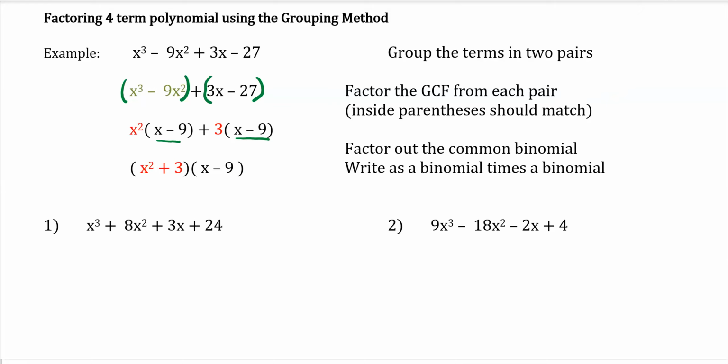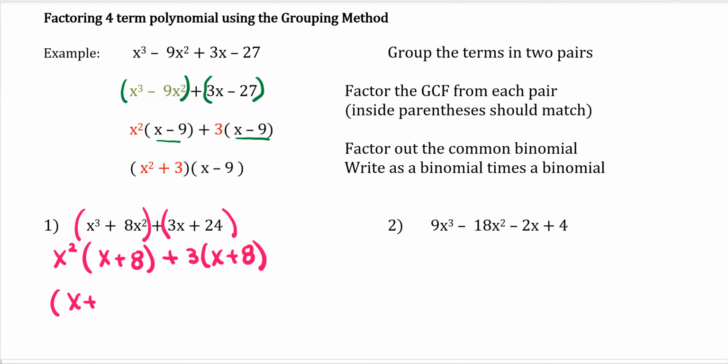So number 1, we look for a greatest common factor. We see that we have 4 terms, so we will factor by grouping. The greatest common factor is x squared. The greatest common factor in the second pair is 3. Now the greatest common factor is x plus 8, and the other factor is x squared plus 3.